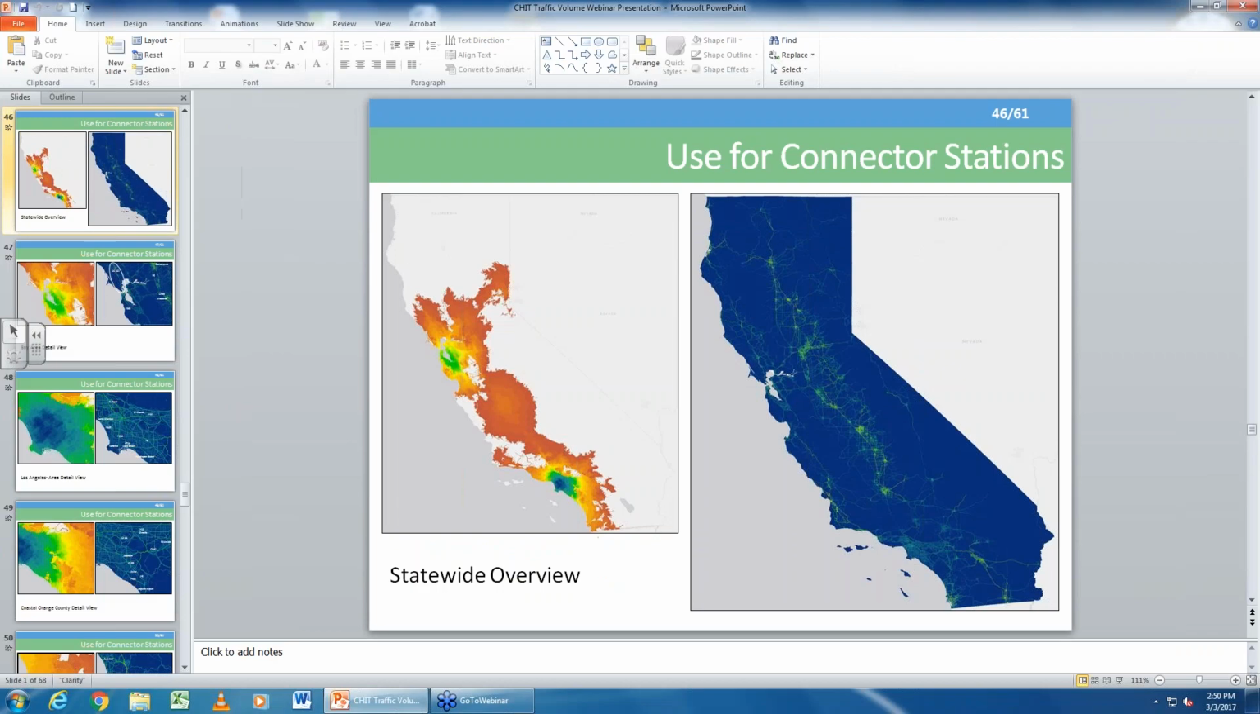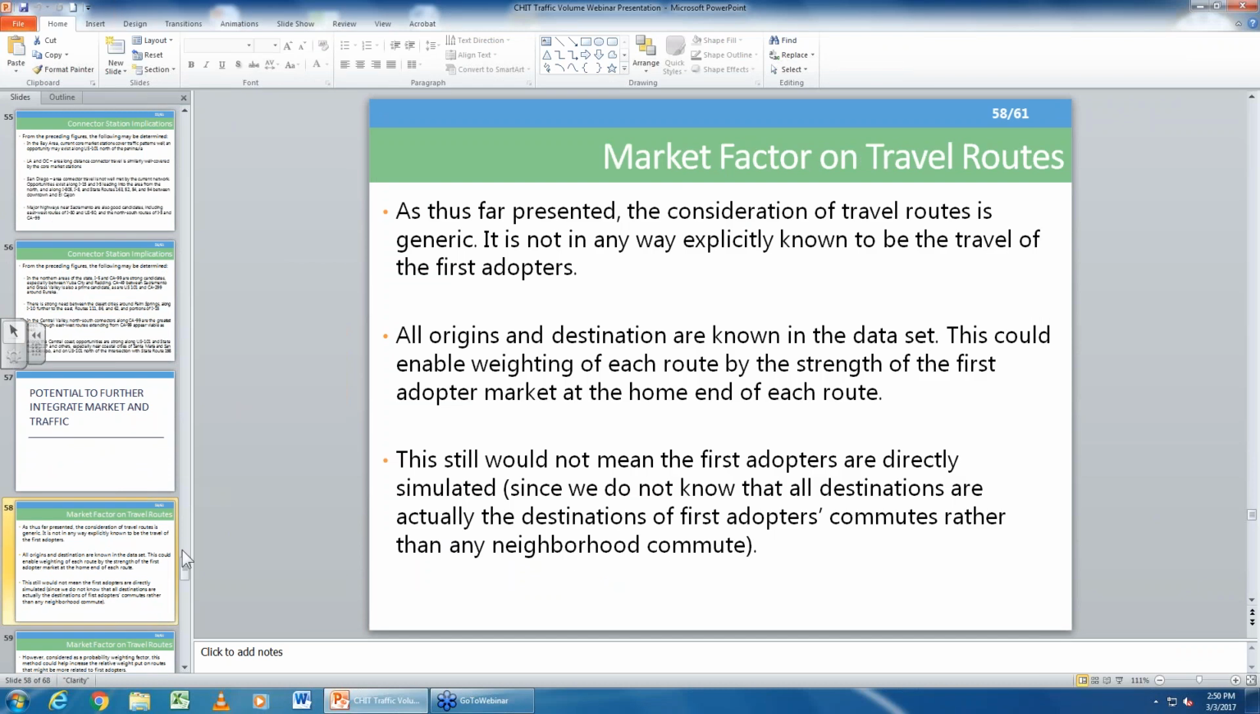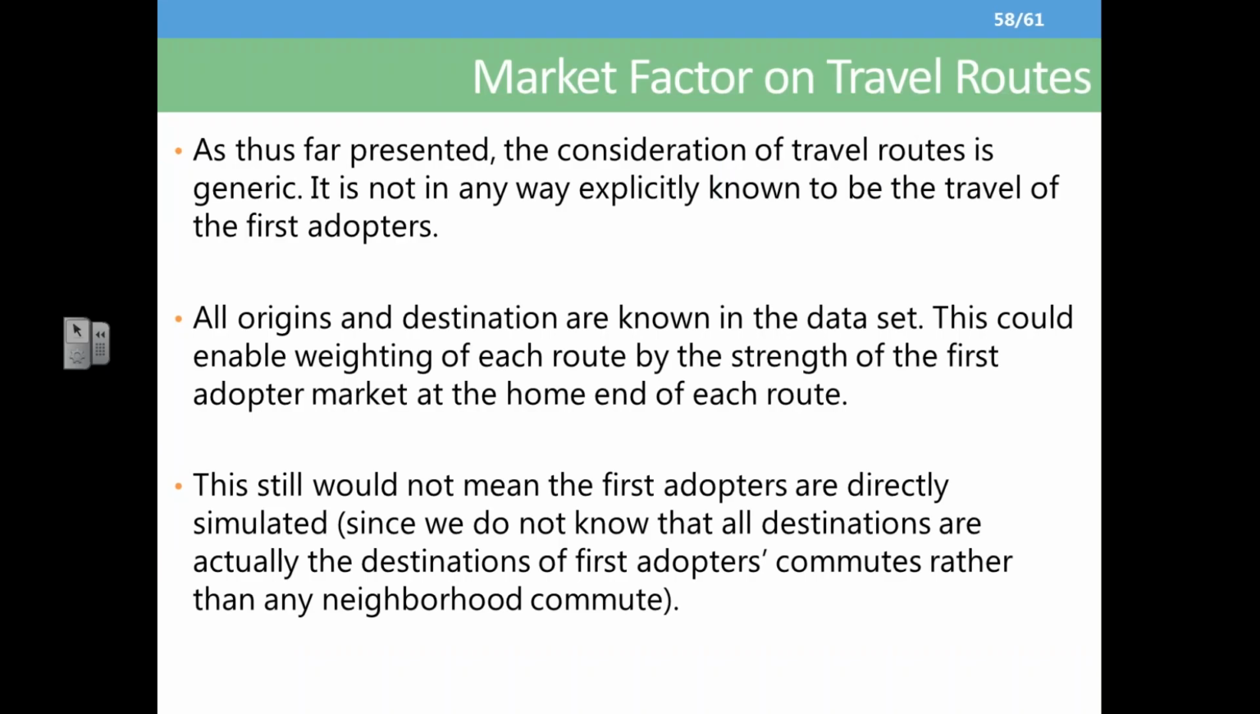So that's kind of our concept. Even in our early adopter metric, we don't identify, okay, this household has 3 of the early adopters and this one has 0. We just identify the relative intensity of the indicator factors that we're looking at within each area, right? But what we can possibly do is, since the consideration of travel routes is generic, it's not in any way explicitly known to be the first adopters, right? But like you said, we have all the origins and all the destinations, and we know which side is the home, and so we could add an additional weighting factor to every travel route that's based on what the early adopter market calculation is, right?